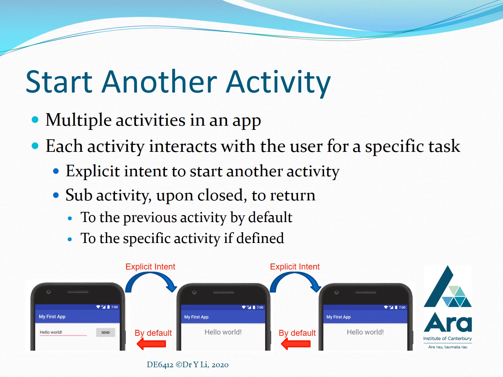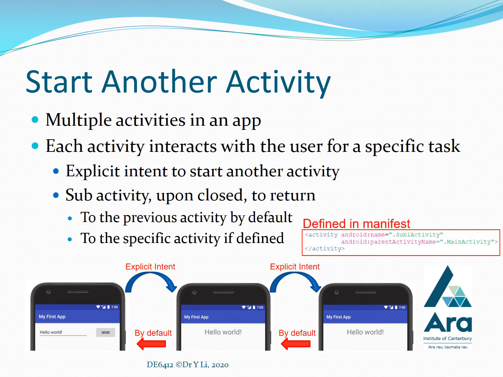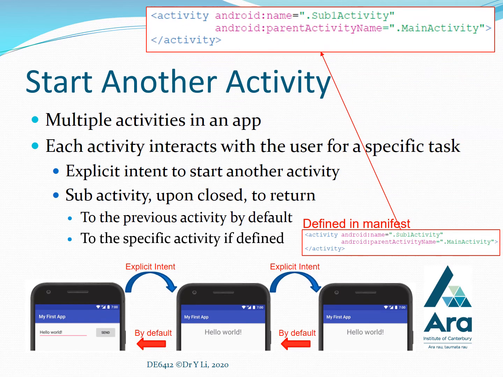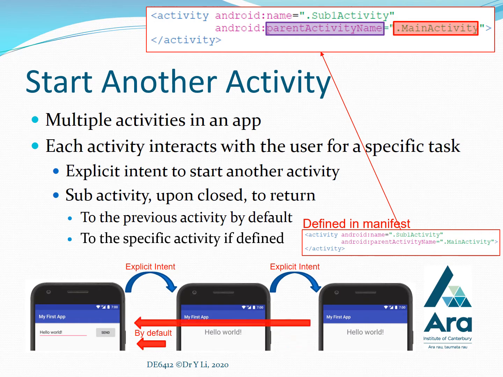The sub-activity can return to a specific activity if the parent activity is defined in the manifest file. In the attribute of the sub1 activity, we define the parent activity as the main activity. By doing so, the activity will not return to the previous one. Instead, it returns to the parent activity directly. When the parent activity is defined, the Up button appears. Clicking the button will close the sub-activity and then return to the main activity directly.